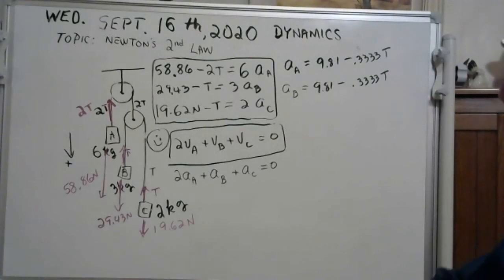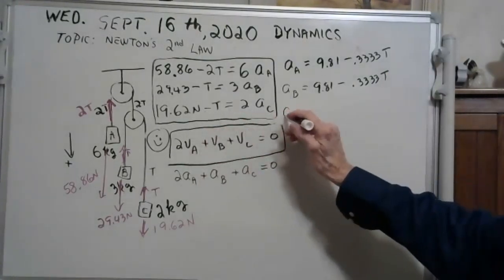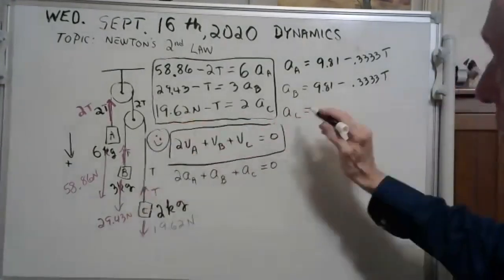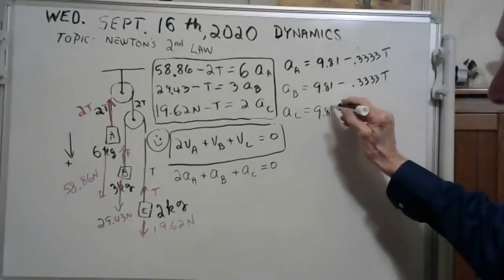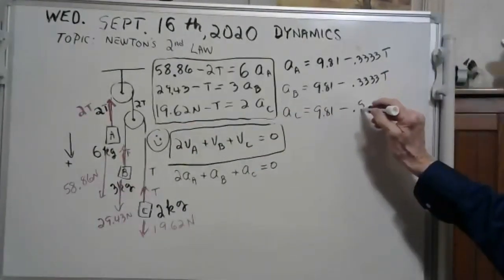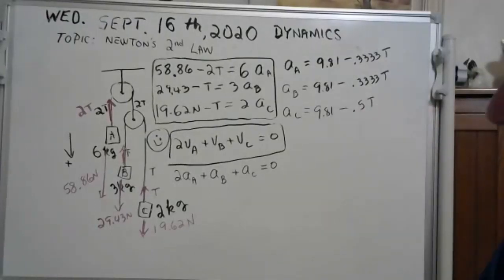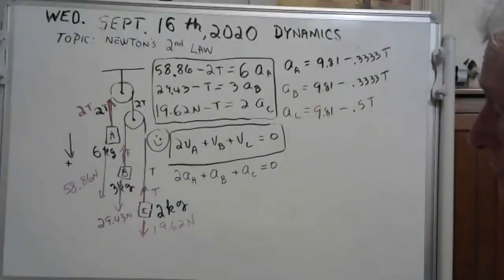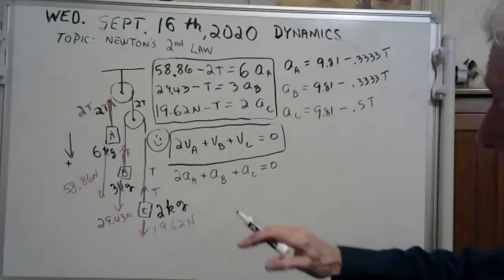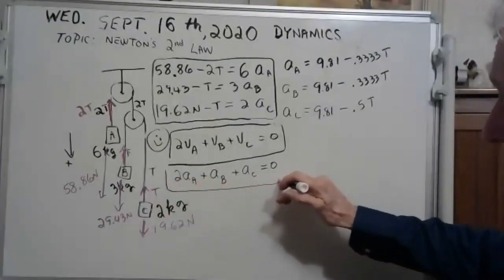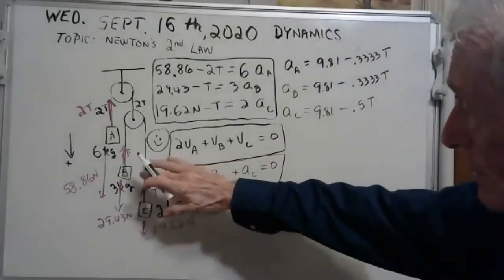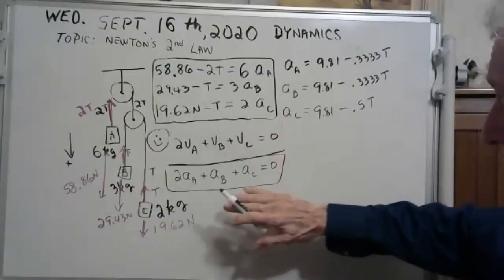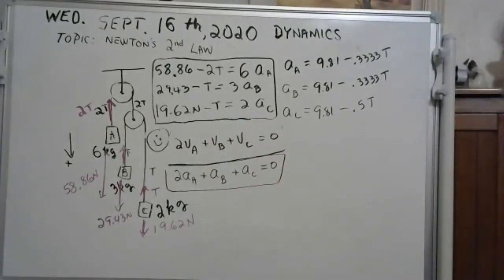That looks pretty good. Now let's find the equation for the acceleration of C. Here we go. Divide that by 2. I think you get that 9.81 again, minus 0.5T. Double check me on that while I take a sip of water here. And then what we're going to do is plug them into here. This is a velocity equation. We're not going to use it. We're going to use this acceleration equation.